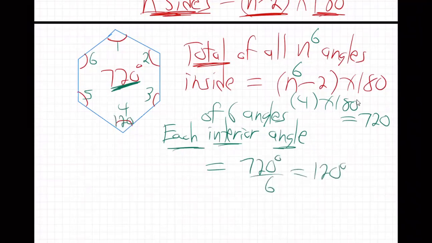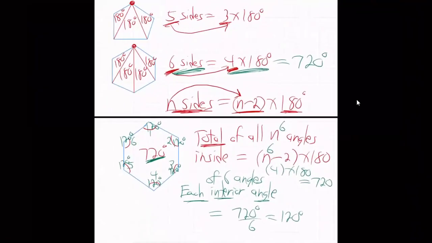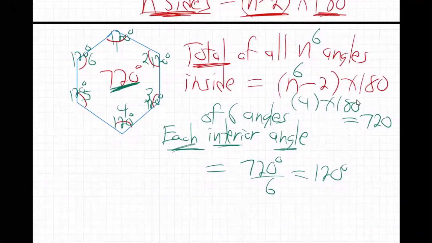So we know each of these must be 120 degrees, 120 degrees, 120 degrees, 120 degrees, 120 degrees, 120 degrees, right? That's beautiful. Good thinking. So that's all you need to do to find each interior angle: just find the total, because you know it's made out of a bunch of triangles. So it's 4 triangles totaling 720. And then if you want to find each angle, you just divide by how many you got.